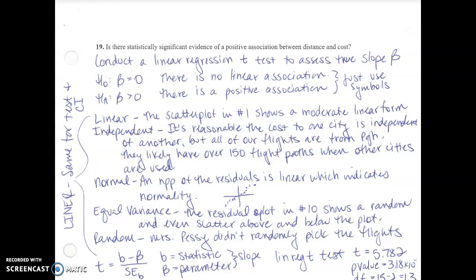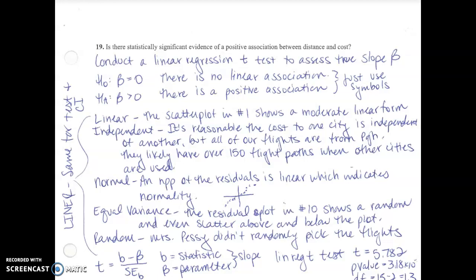And then random was failed. I didn't randomly pick the flights. I picked kind of interesting ones and just to get a variety of places. So that's my state and plan. It takes all of that just to get through state and plan. So identifying the test, writing my hypotheses, and then working through those conditions.